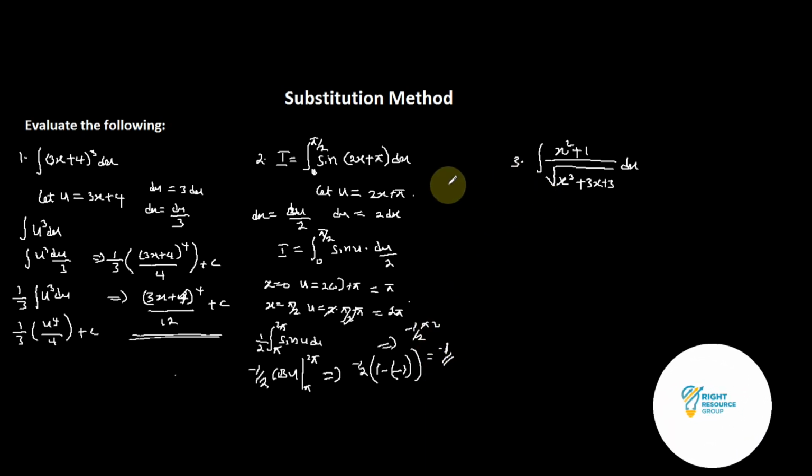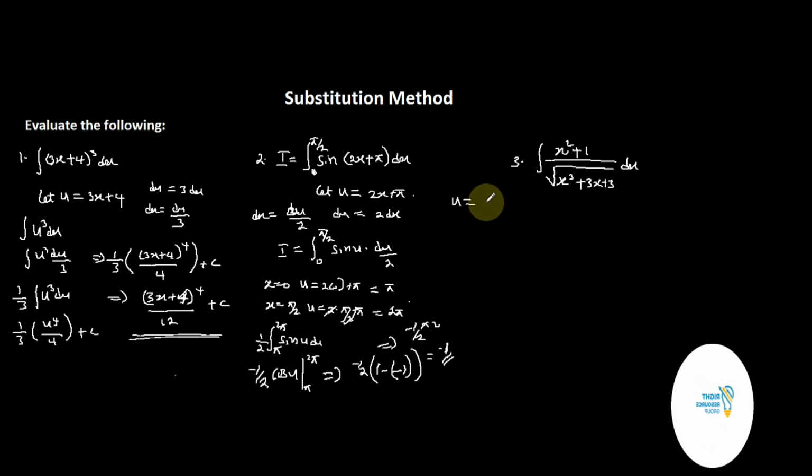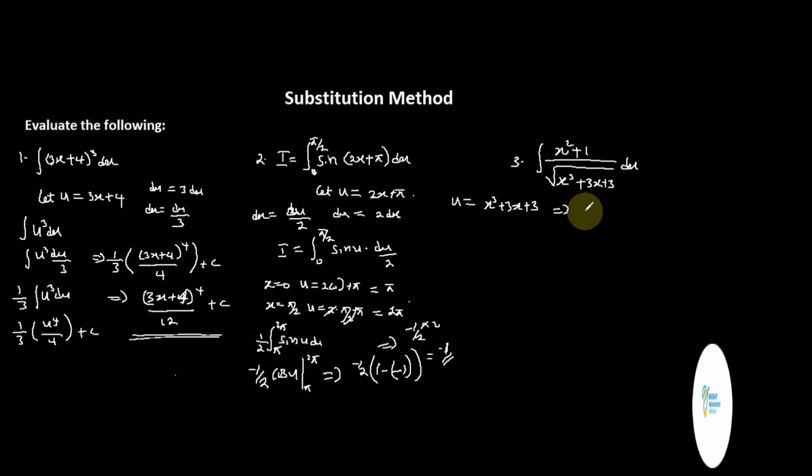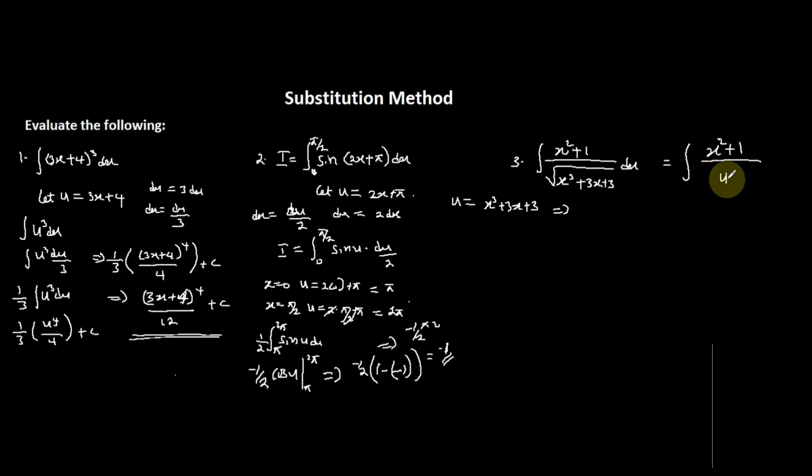Now let's look at our third example here. Here let's substitute u to be equal to x cubed plus 3x plus 3, and so this means that this integral will become (x squared plus 1) divided by u raised to the power of 1 over 2. The square root of u is the same thing as u raised to the power of 1 over 2.